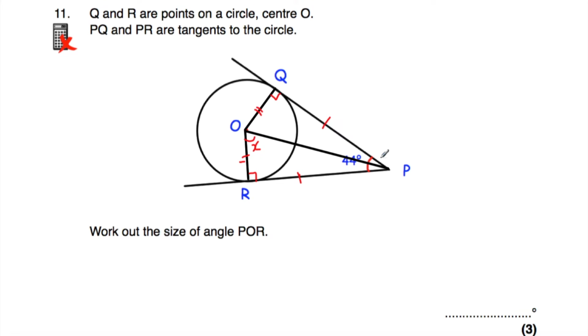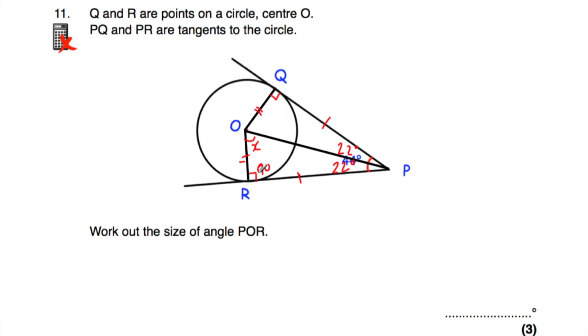So that means that this is a line of symmetry. The 44-degree angle has been chopped in half, so that's 22 degrees there, and this is 22 degrees there. If we have a look here, we've got a little triangle, POR, and the angles in triangle POR will add together to be 180 degrees.